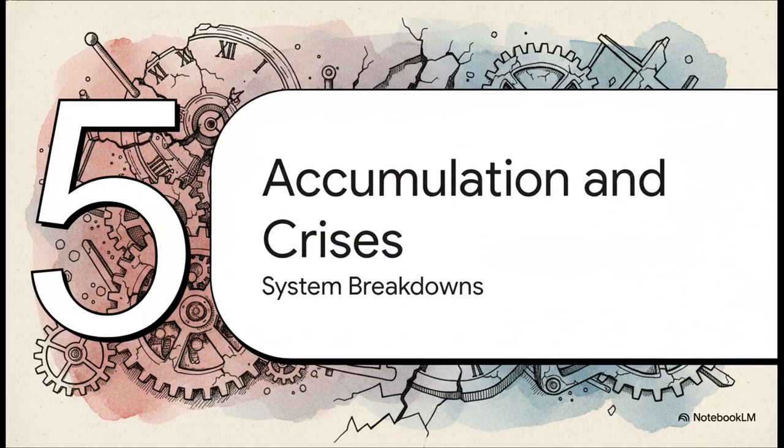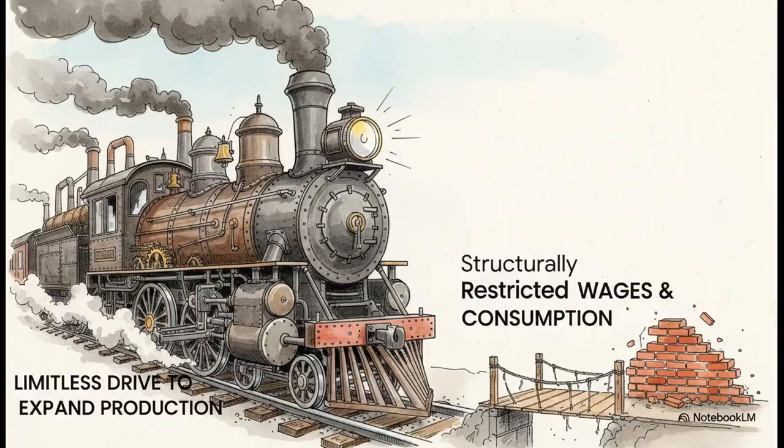And that brings us to the climax of this explainer. Part 5, Accumulation and Crises, System Breakdowns. Let's see how this very mechanical design practically guarantees that it will periodically break down. The theory identifies a fatal systemic contradiction right at the heart of the engine.